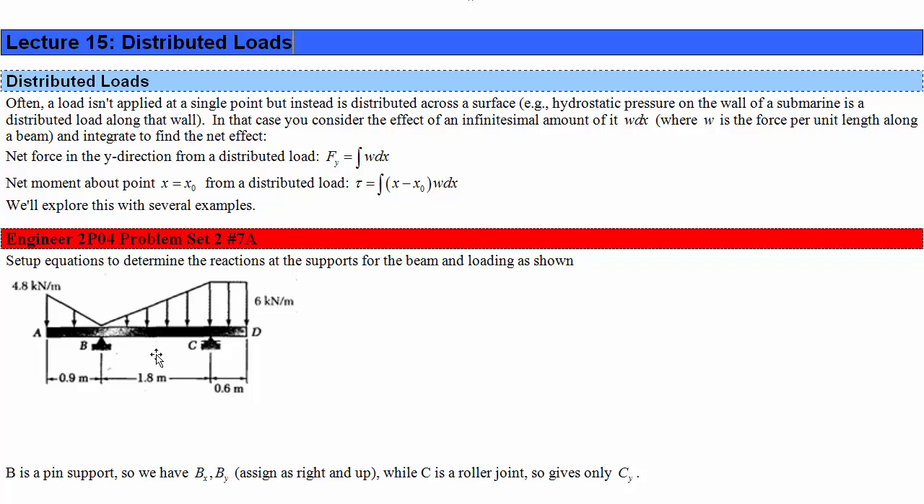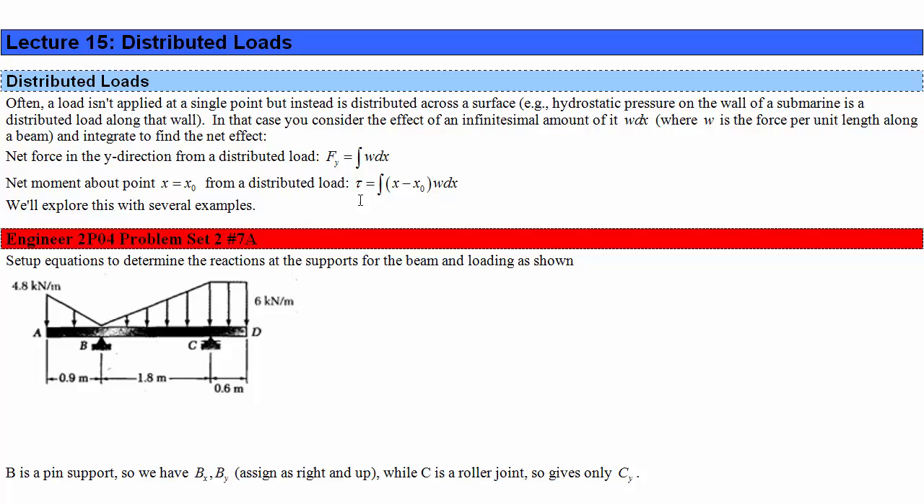So a distributed load is a load that's not placed at just one point like the loads we've been dealing with before. Now we're going to be dealing with loads that are distributed along a surface. So we're going to usually use the symbol W. W is the force per unit length. So to find the force, you just integrate W with respect to x.